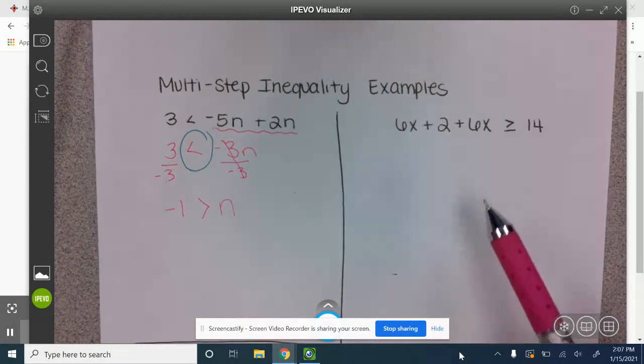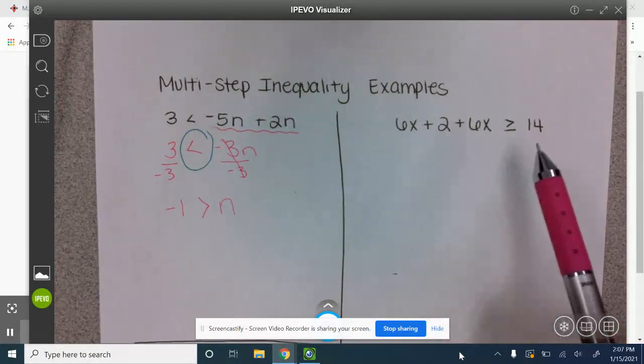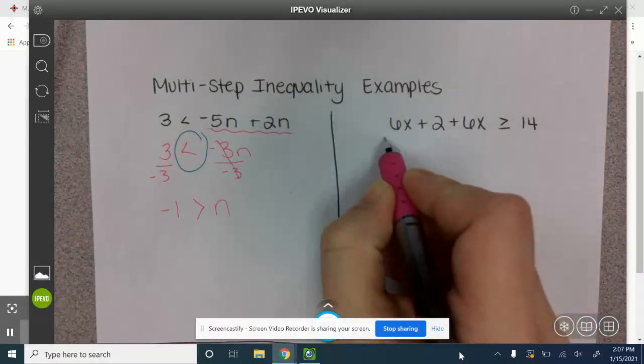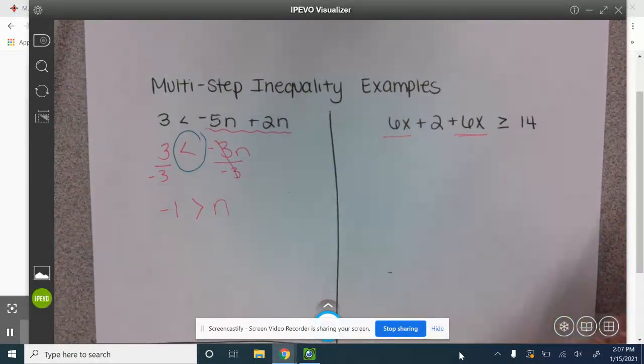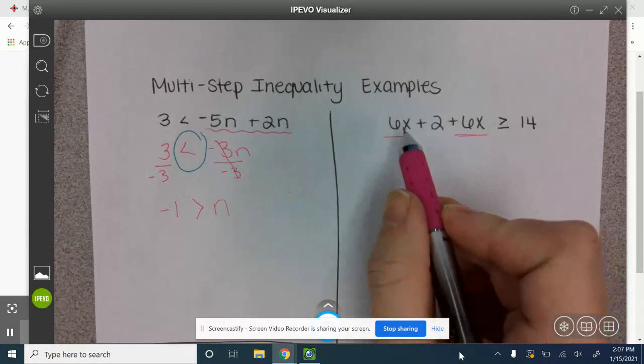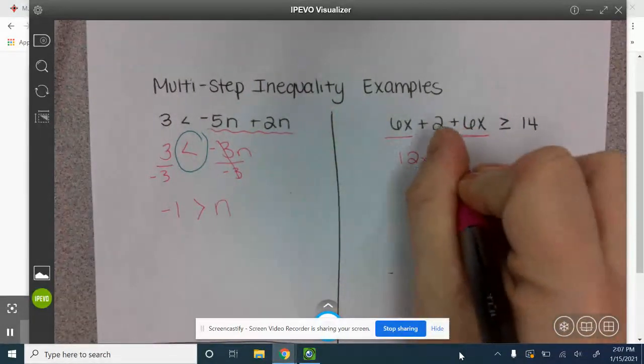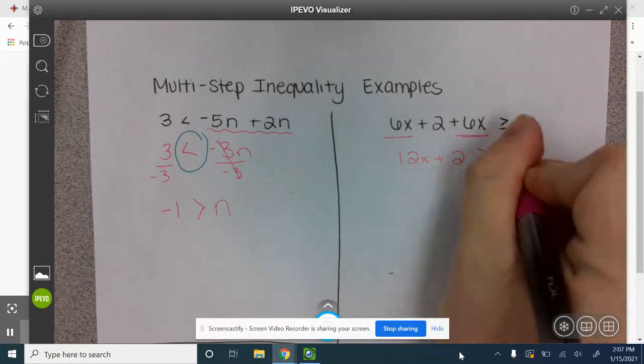On our second example, 6x plus 2 plus 6x is greater than or equal to 14. Before we do anything, if you have like terms, go ahead and combine them. They're on the same side, so 6x plus 6x is 12x plus 2 is greater than or equal to 14.